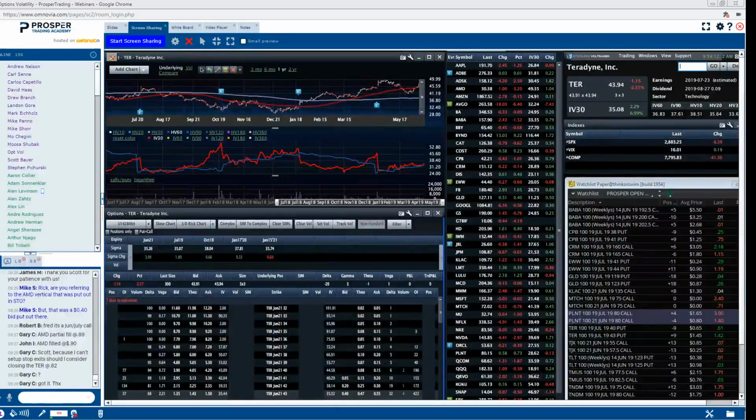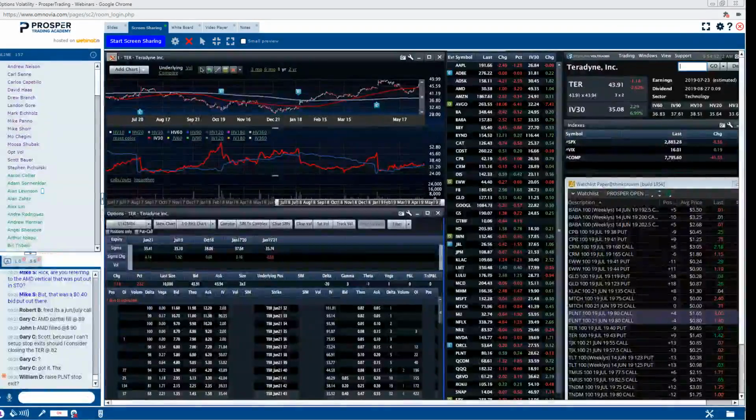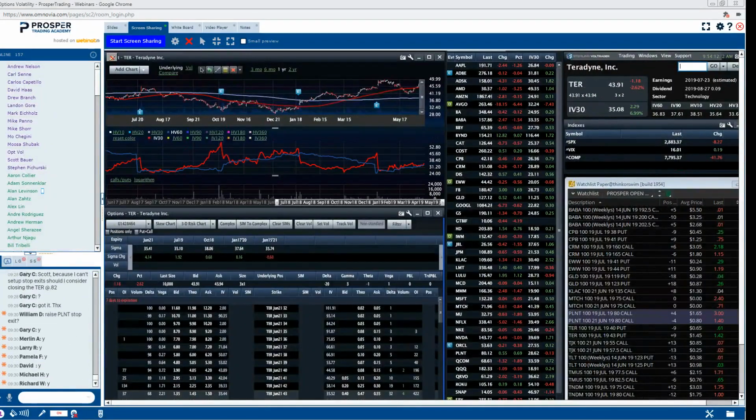We can review the AMD signal. Okay, so as I discussed earlier, and can everybody hear me okay? Okay, great. So as I discussed earlier, a diagonal is really the combination of two different spreads.